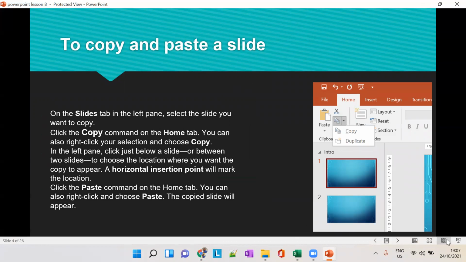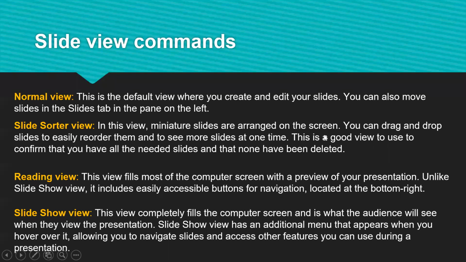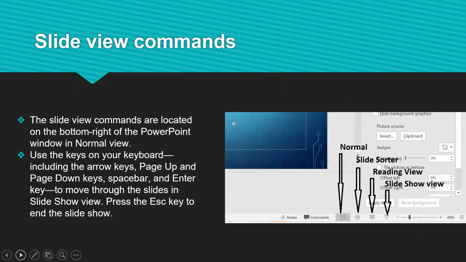Then we have the slideshow view, which you have already seen. This view completely fills the computer screen and is what the audience will see when they view the presentation. The slideshow view has an additional menu that appears when you hover over it. It allows you to navigate through slides and access other features you can use during a presentation. In the bottom left you can see buttons to go to the previous slide and the next slide.